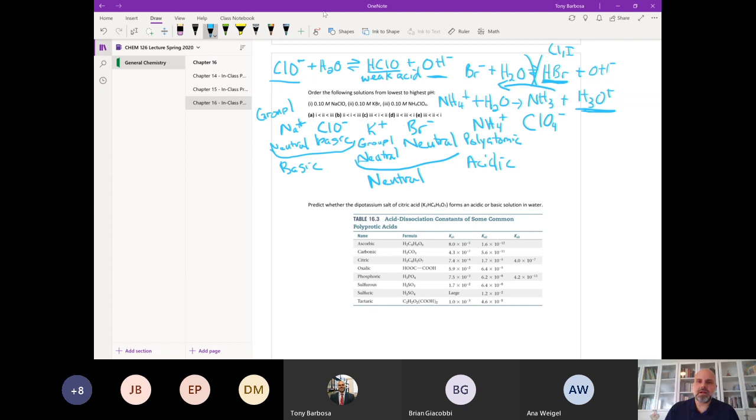Now we have the perchlorate ion. I know this is the one that I talked about on the last slide. It's not in that table of strong acids, but it's the conjugate base of a strong acid. So if it's a conjugate base of a strong acid, is the perchlorate ion going to be acidic, basic, or neutral?